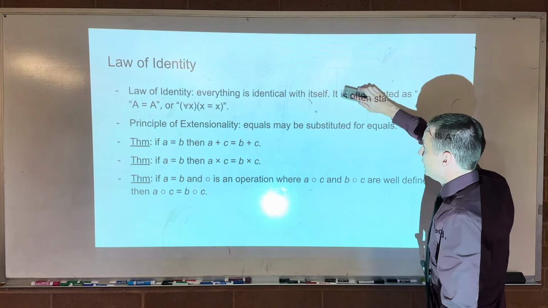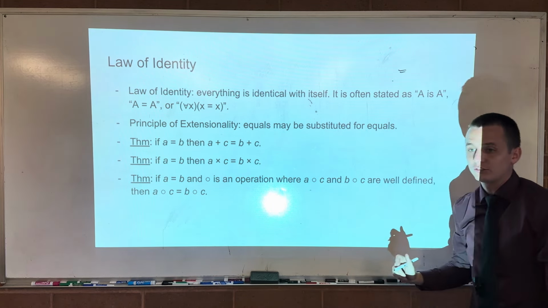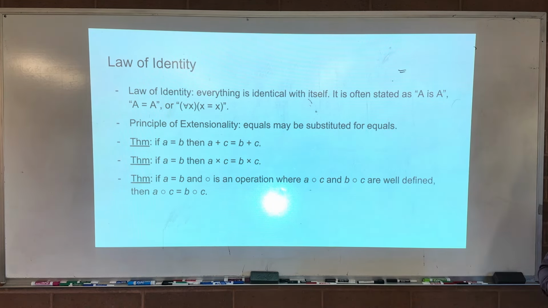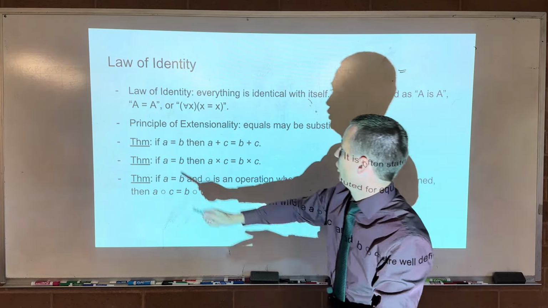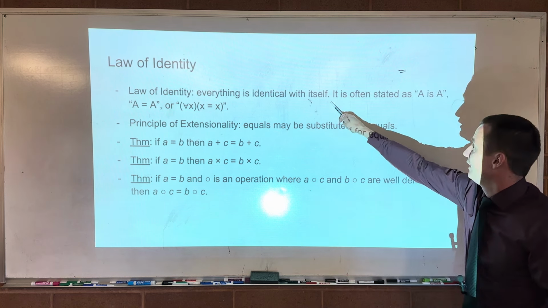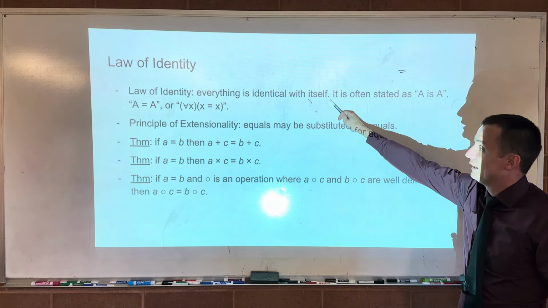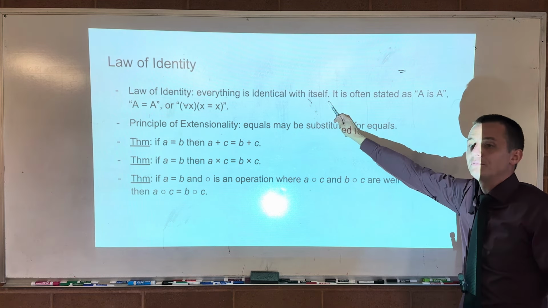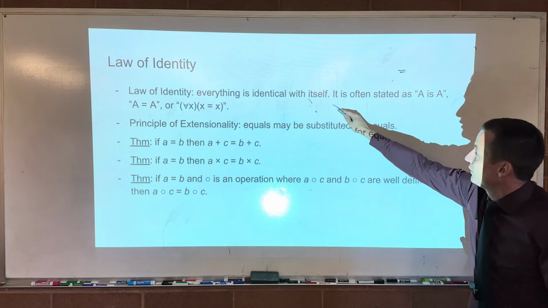So the law of identity gives us two rules that we can use when we use this special symbol, equals. Equals is a very special symbol. If we're using that symbol, we instantly know two things about it. First, the law of identity: everything is identical with itself. It's not something we prove. It's something we accept without question.